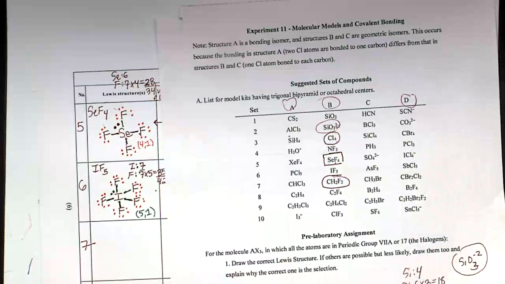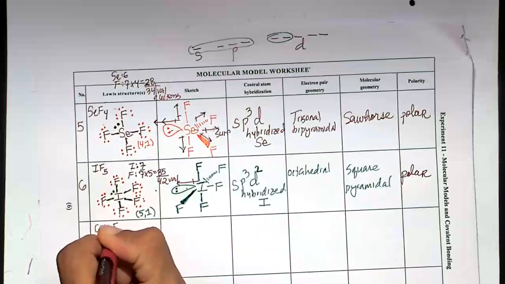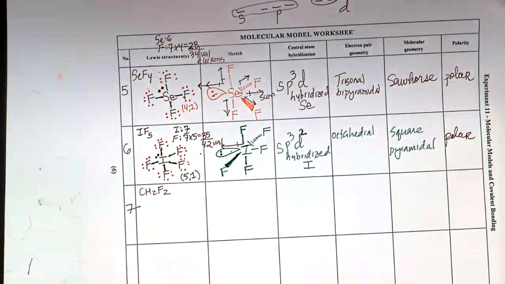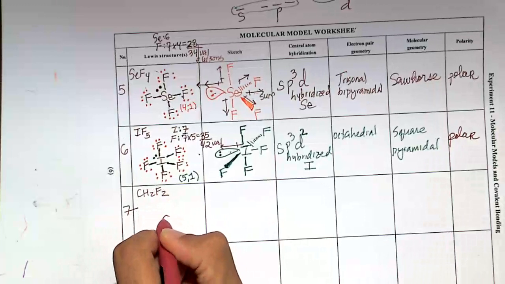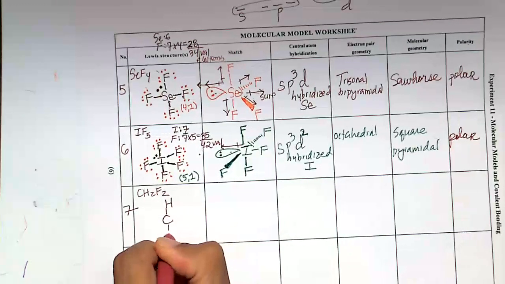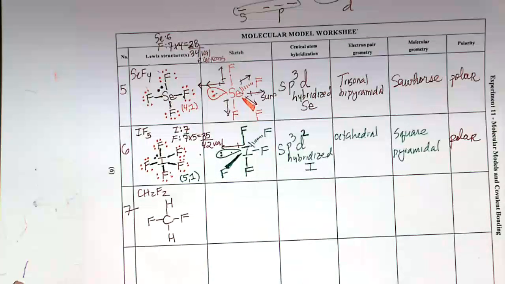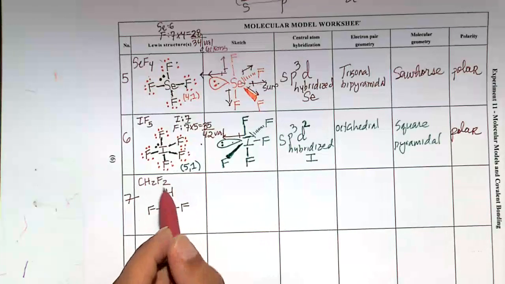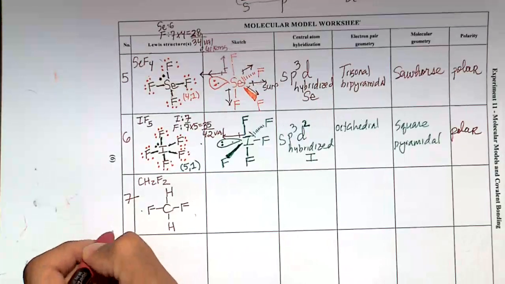CH2F2. This is easy. How will we do CH2F2? Carbon, one hydrogen, one hydrogen, one fluorine, one fluorine. We can do it that way, or you can have it in any arrangement. You can have the fluorine up and hydrogen to the side. You can do any arrangement, but those are called isomers.